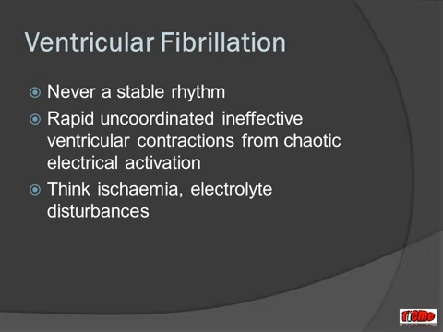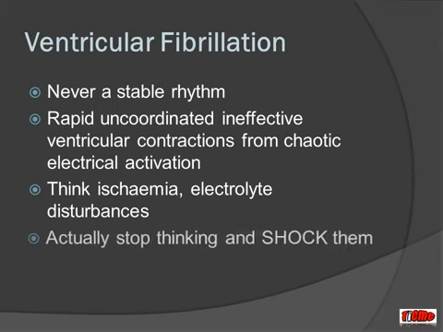VF is never a stable rhythm. It's formed because there are rapid, uncoordinated, ineffective ventricular contractions from chaotic electrical activation in the ventricle. Common causes include ischemia and electrolyte disturbances, but by far the most common cause of VF in our community are people having VF as the first manifestation of their acute myocardial infarction. So you shouldn't try and think about the cause, and you should actually cardiovert them.